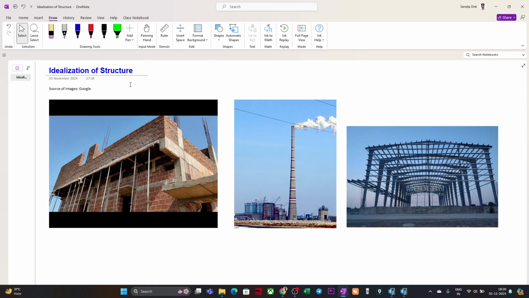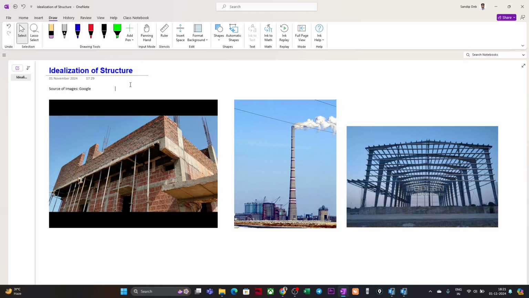So the system that we have created by assembling different elements like beams, columns, slabs in one place is taking different kinds of loads, right? That system we can call a structure.